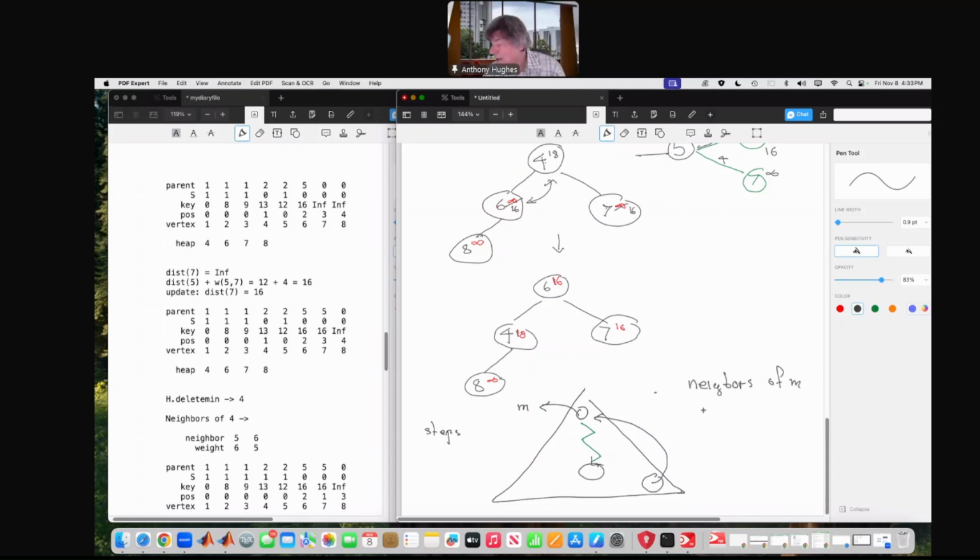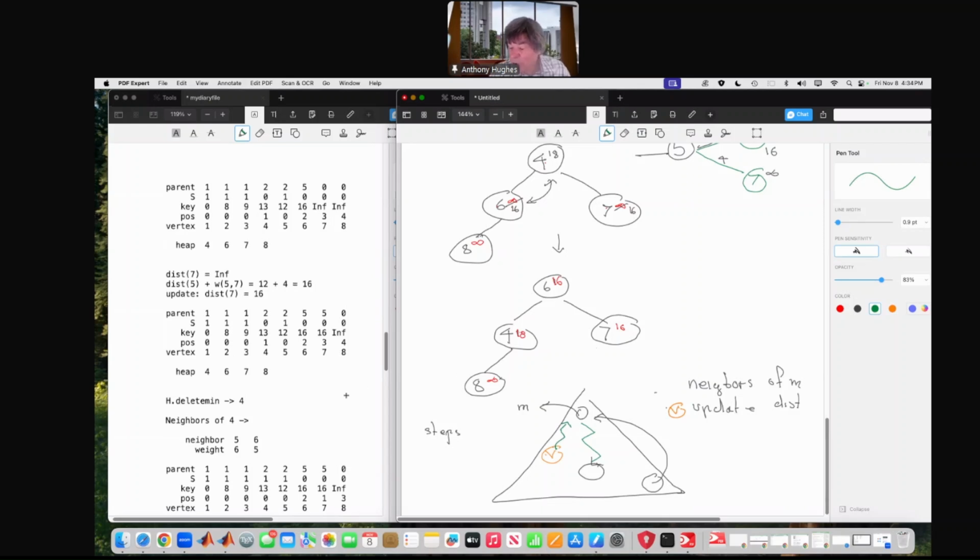Tree, and we update distance. So let's suppose the neighbor is V. To update the distance, we may need to sift it up the tree so it climbs up to preserve the min heap.